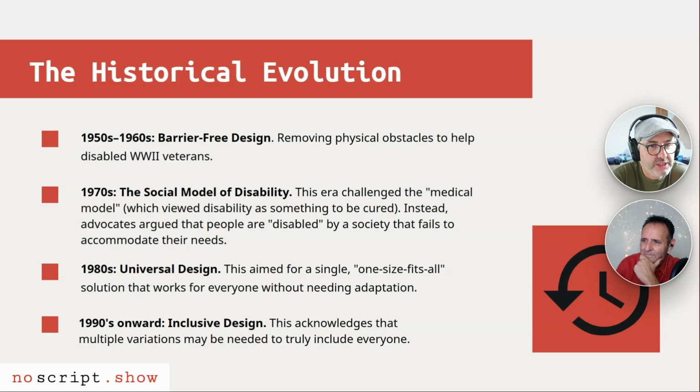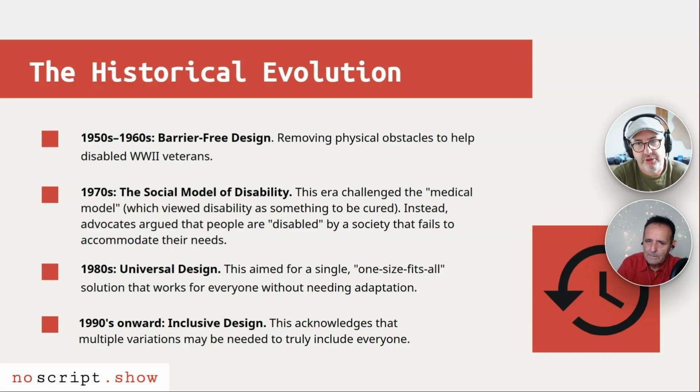And then we move on to the 1970s, the social model of disability. This was an era which challenged the medical model, which viewed disability as something to be cured. Instead, advocates argued that people are disabled by a society that fails to accommodate their needs. That is so profoundly interesting. Moving on to the 1980s, universal design. This aimed for a single one-size-fits-all solution that works for everybody without needing adaptation.